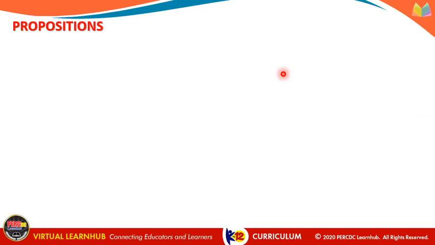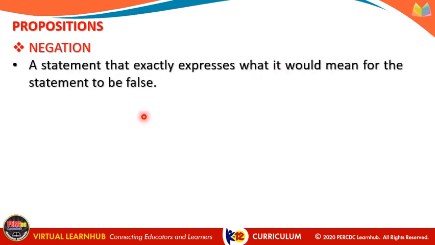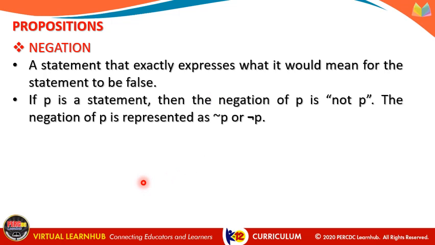Let us now discuss each compound proposition in detail. Let us start with negation. So a negation is a statement that exactly expresses what it would mean for the statement to be false. So basically, you are reversing what a statement says. If P is a statement, then the negation of P is not P. In terms of symbolic illustration, the negation of P is represented as either this or this one. Again, on textbooks, it's usually this. Though you can also find sources that use this notation.